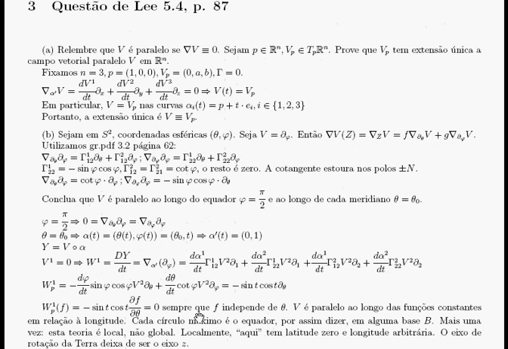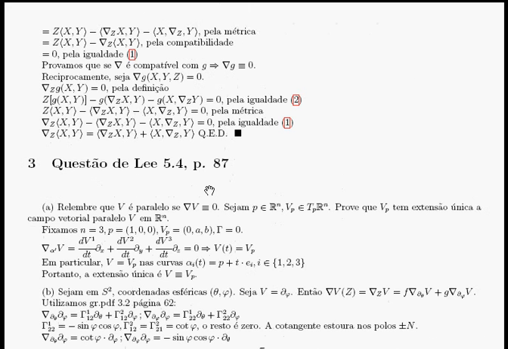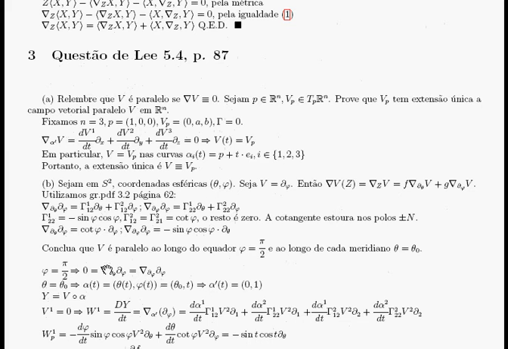And here is this conclusion. Conclude that V is parallel along the true equator. Whenever phi is equal to pi over 2, the two connections are 0. The equator. Whenever theta equals theta 0, we must disregard. The meridian theta equals theta 0 is also an equator.